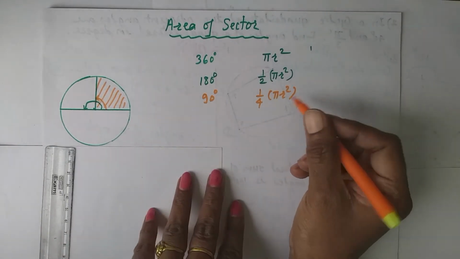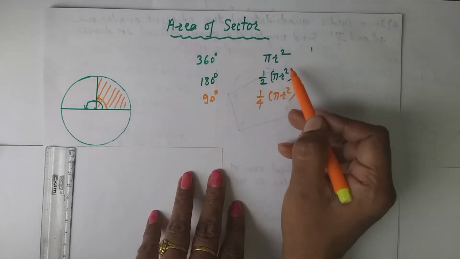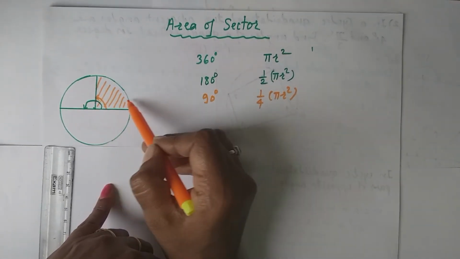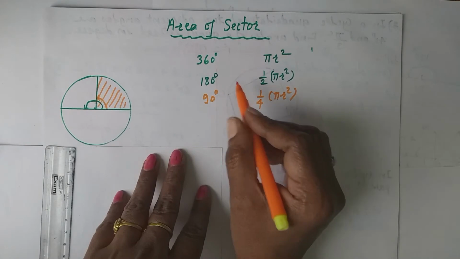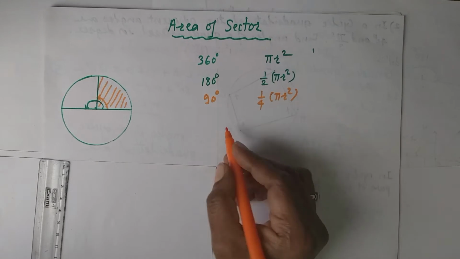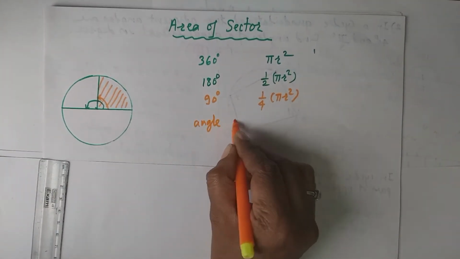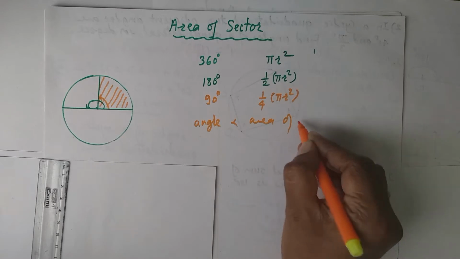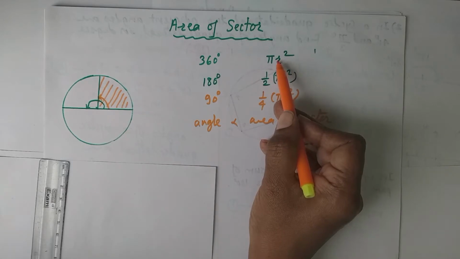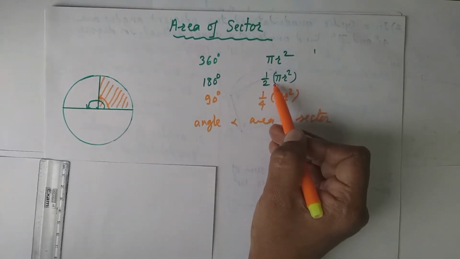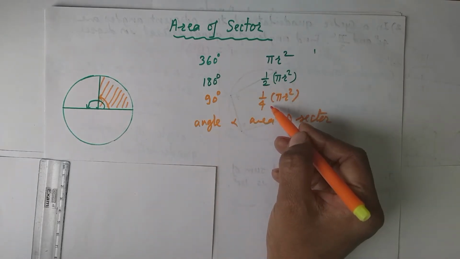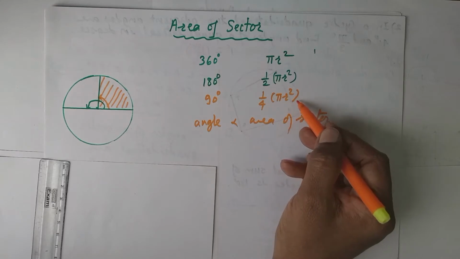Now see here, as the angle goes on decreasing, the area of the sector goes on decreasing. This is called a sector. As the angle goes on increasing, the area of the sector also goes on increasing. Means angle is directly proportional to the area of the sector. If the angle is 360 degrees, the area of the sector is nothing but the area of the circle. If the angle is 180 degrees, the area of the sector means the area of the semicircle. And if the angle is 90 degrees, the area of the sector is 1/4 part of the area of the circle.